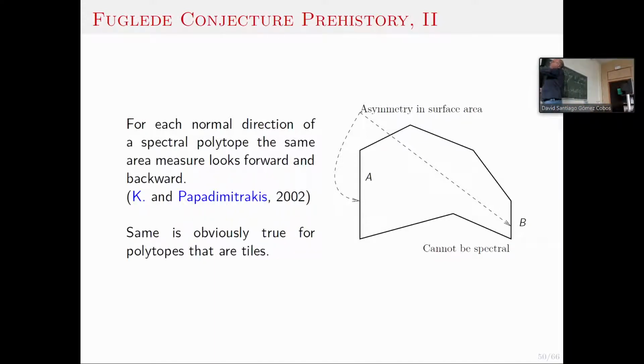What we proved here is that if you take any polytope which is spectral, and you look at every normal direction, how much length looks this way and how much length looks that way, it must be equal. Exactly as happens with the tiles. This is also a theorem of the type: if something is true for the tiles, it's true for the spectral sets.